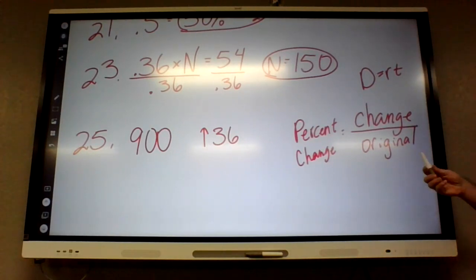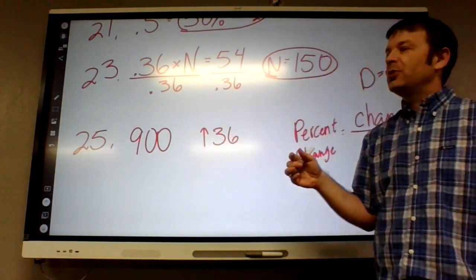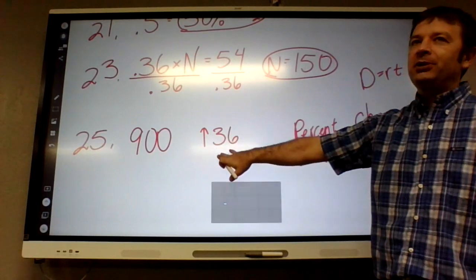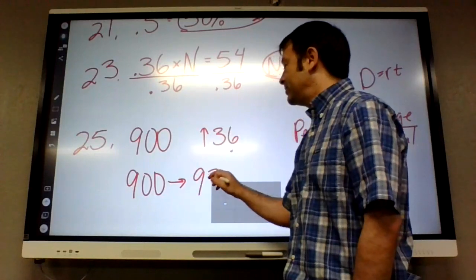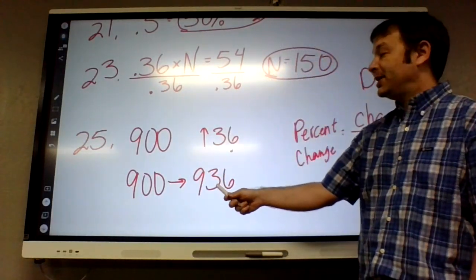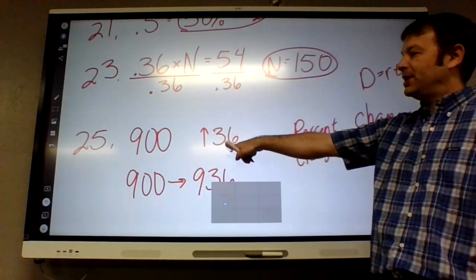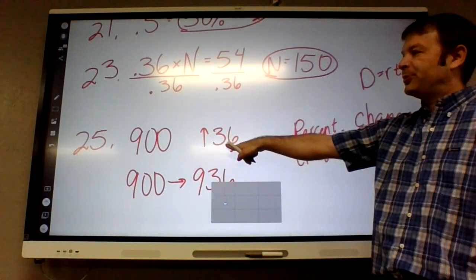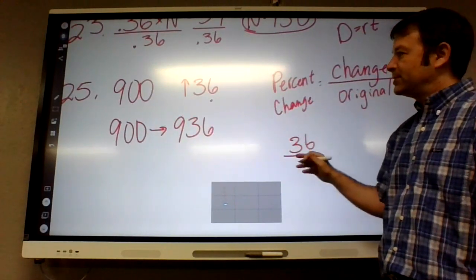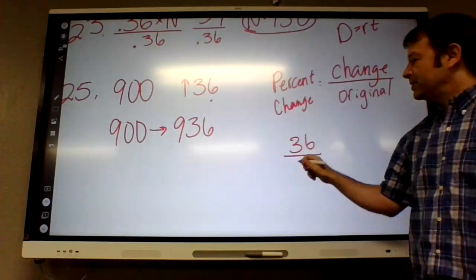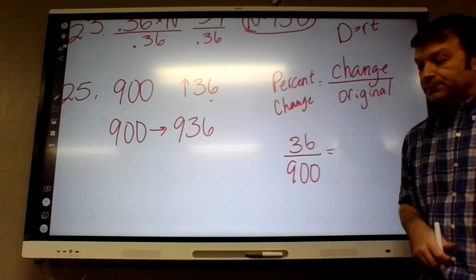What is the change on this problem? It said starting at 900 and it's gonna go up 36. Usually the problem looked more like this, it's going from 900 to 936, and we had to find the change ourselves, right? We just subtracted. But on this one, they're just telling us the change is up 36. So 36 is the change. What's the original? 900. So what is 36 divided by 900?